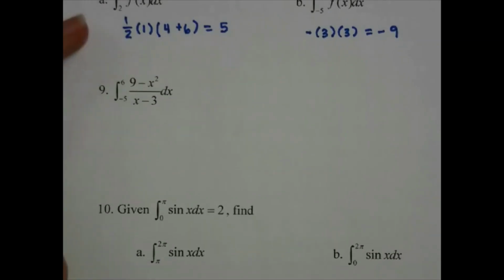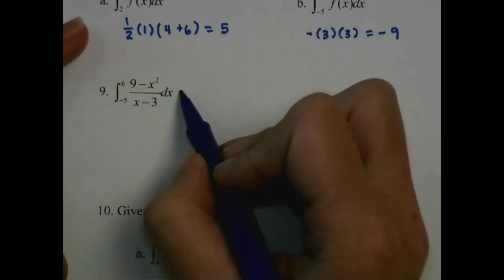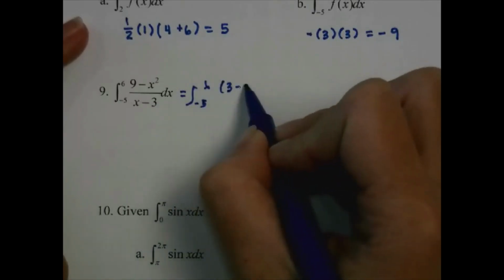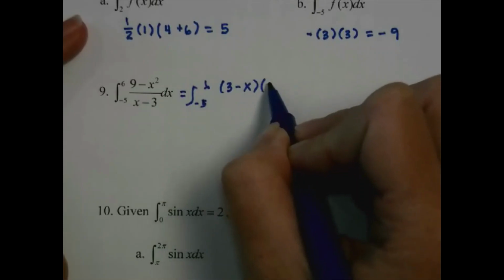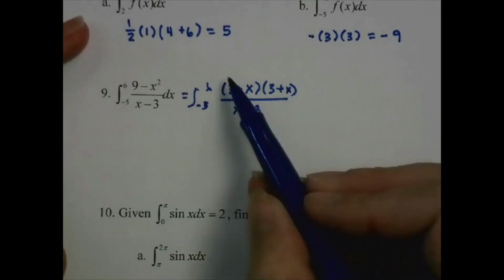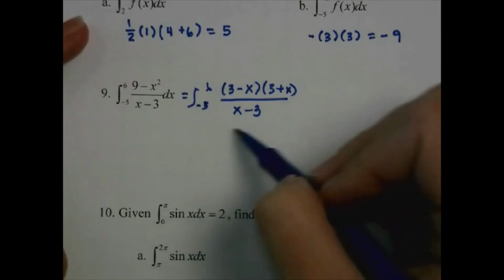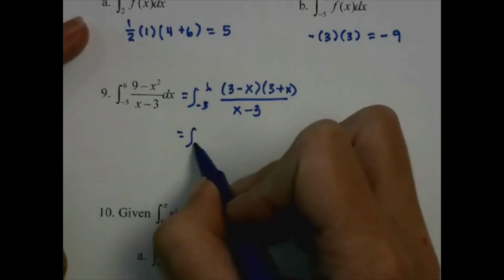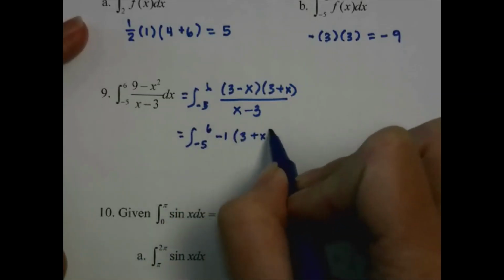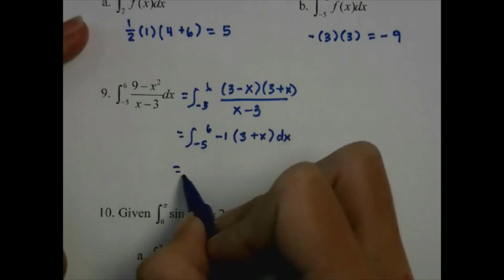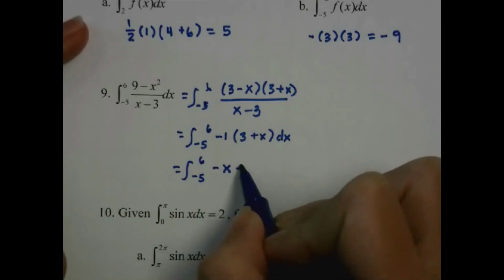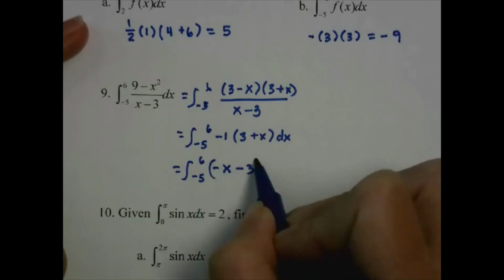Okay, this one's kind of funny. This one, if we factor, is going to be 3 minus x, 3 plus x over x minus 3. Well, these are basically the same but opposite, so this is really the same as a -1. So this is going to be the integral from -5 to 6 of -x minus 3.